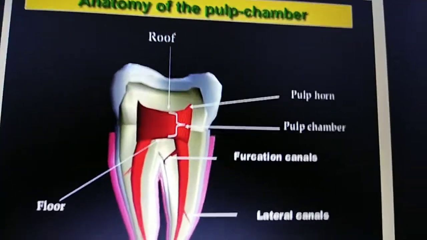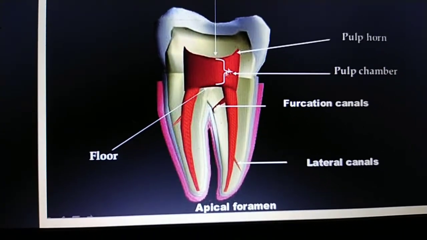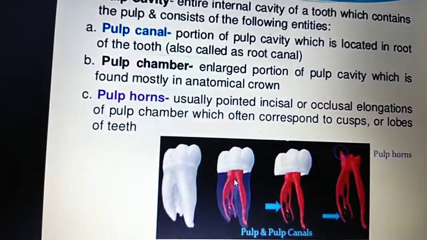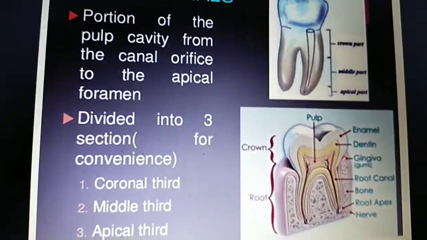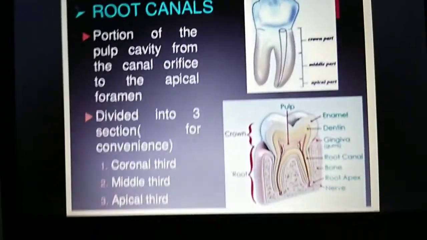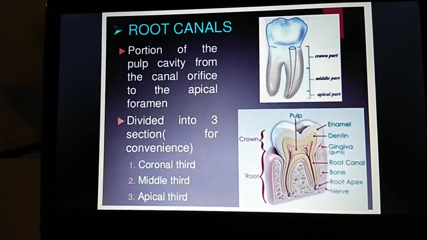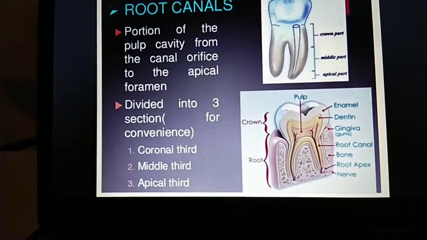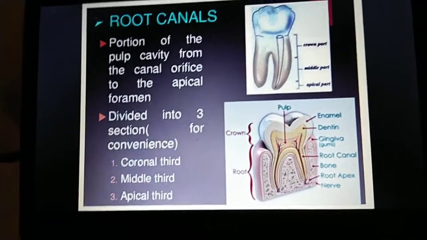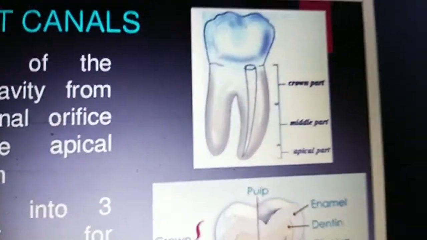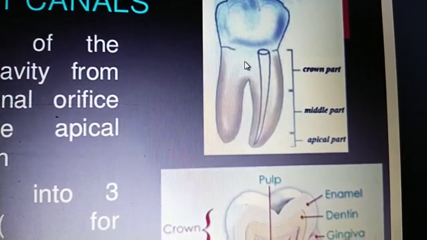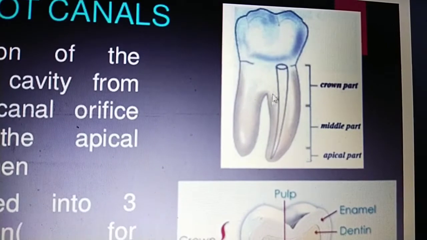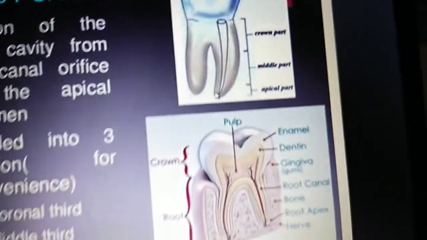Okay, here you can see the pulp chamber, the pulp horn, and this is the pulp canal or root canal. The root canal is the portion of the pulp cavity from the canal orifice to the apical foramina, divided into three sections for discussion: coronal third, middle third, and apical third. This much is the coronal third, the middle, and this is the apical, according to the root.